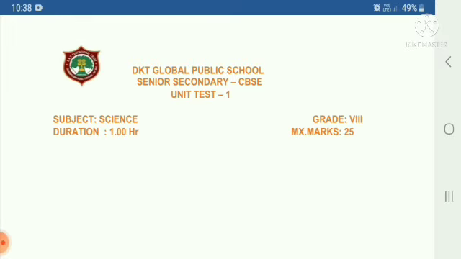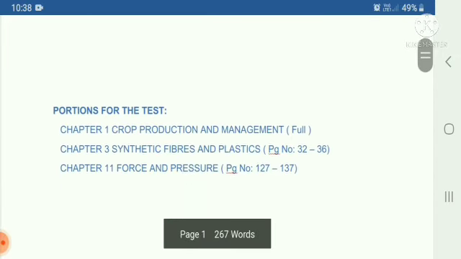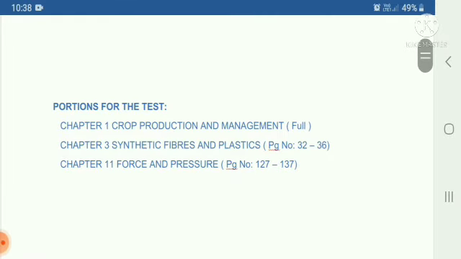Okay dears, the subject is science. The duration of the test is 1 hour, and the maximum marks allotted in this test are 25 marks. First, we are going to see the portions for the test.